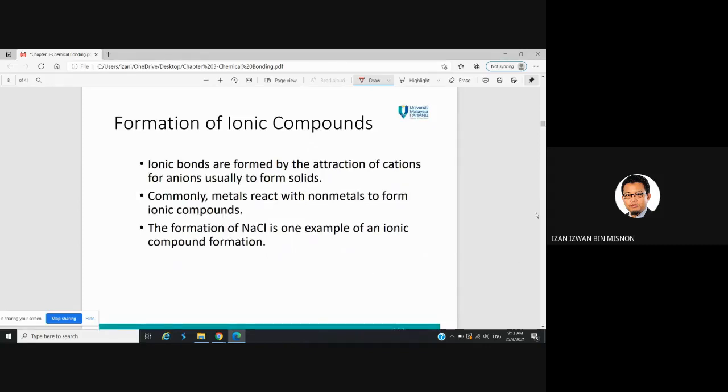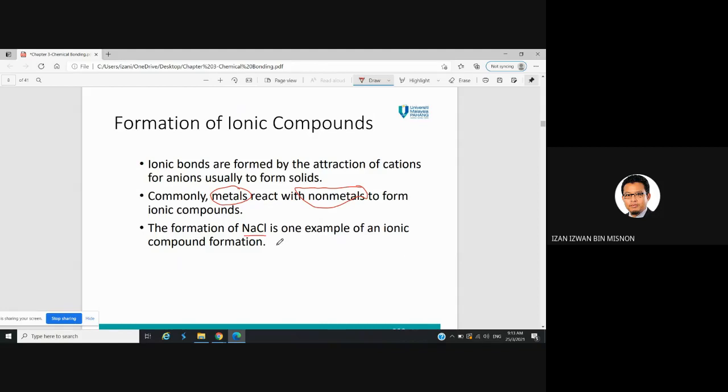The ionic bonding is formed by attraction of cation for anion, usually to form a solid. Commonly, metal reacts with non-metal to form an ionic compound. So this is the rule, metal and non-metal. The formation of sodium chloride is one example of an ionic compound.